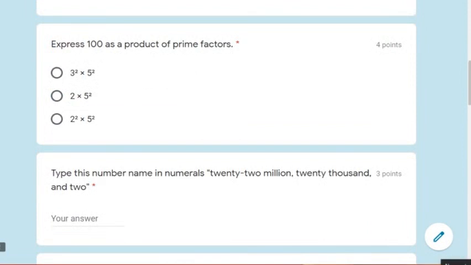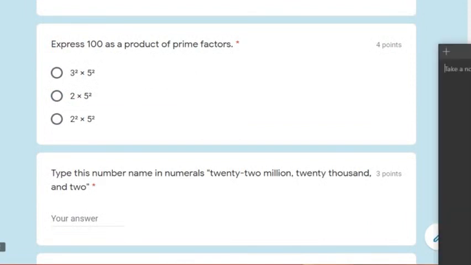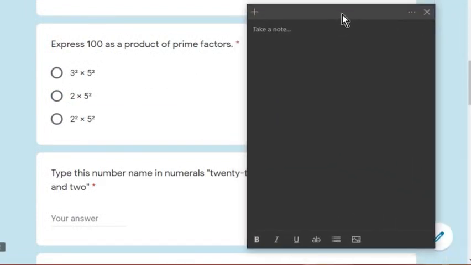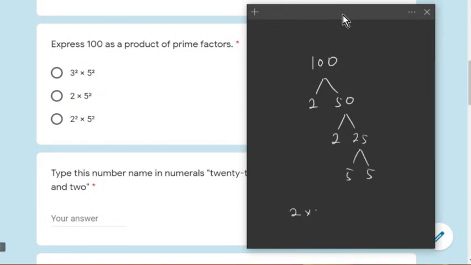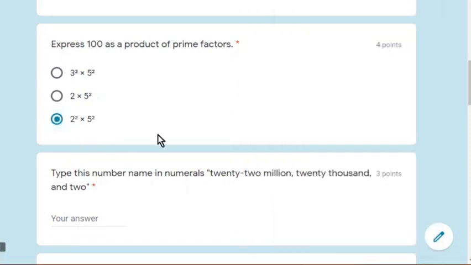The next question says express 100 as a product of prime factors, and we can use the factor tree to solve that. So we know that 100 is 2 times 50, 50 is 2 times 25, 25 is 5 times 5. So I have 2 times 2 times 5 times 5, which is 2 squared times 5 squared. So the correct answer will be this.